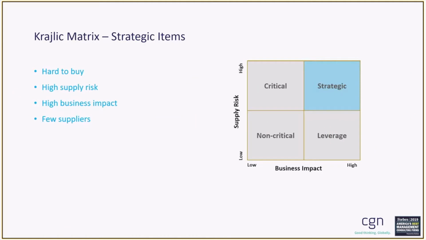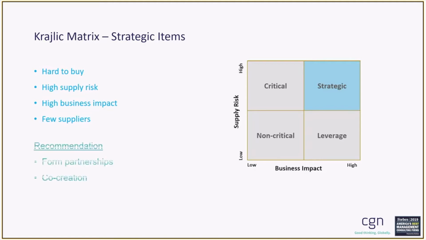The strategic area of the Krajlic Matrix consists of products that are typically hard to buy, have a high importance and impact on the business, and are provided by only one or few suppliers. Strategic items are often extremely specialized products that the business is highly dependent on. Items in this category are typically hard to switch to a different supplier since there are so few sources and the potential impact to the business would be vast.